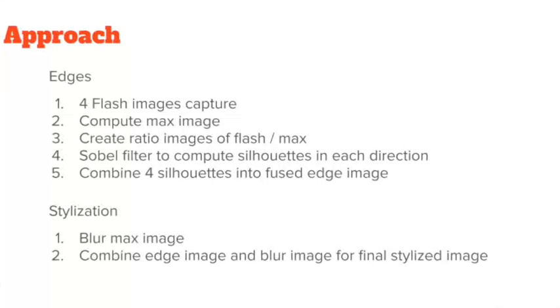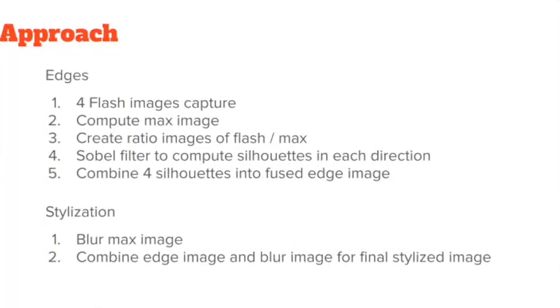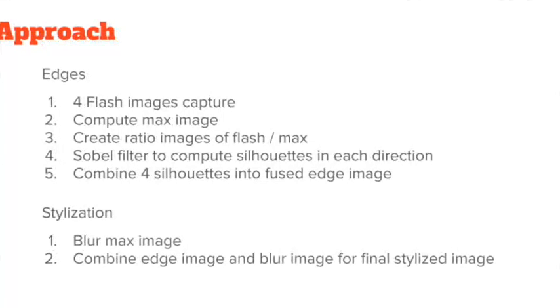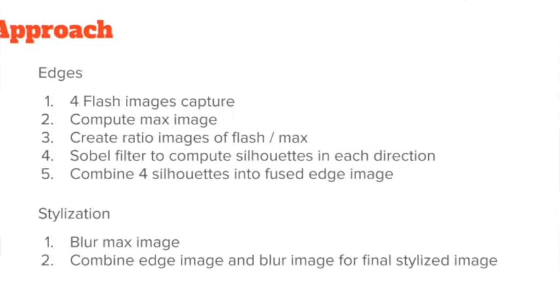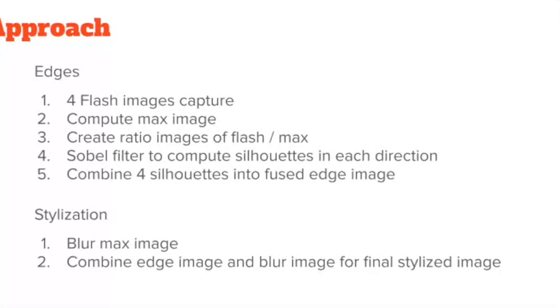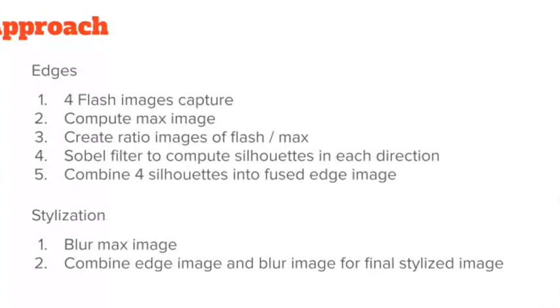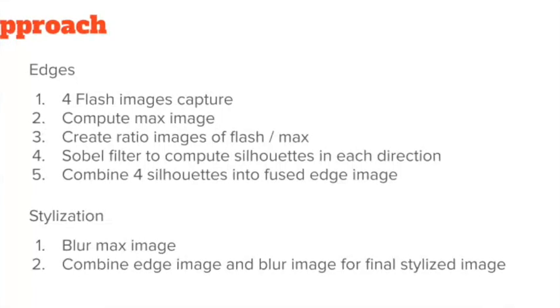So what this basically did is found the area that was shadowed in each image. And then I used a Sobel filter in the direction of the shadows to compute the silhouettes in the directions of the shadows in the 4 images. Once I had that, this was basically 4 different crops of the shadow edges. So to create the edge around the entire object, I had to combine these 4 silhouettes into one fused edge image. Then, once I fully had the edges, I created a blur of the max image, or the image that had no shadows. And this was used to stylize the image by combining the edge image and the blur image for a final cartoonized image.